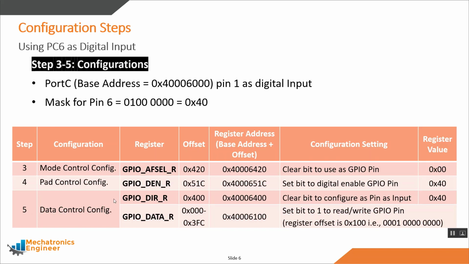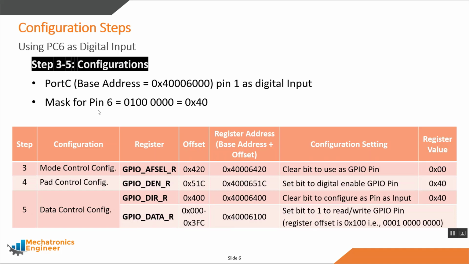In the data control configuration, we are using two registers. The first one is the direction control register. We need to clear the bits in order to configure that pin as an input. The GPIO data register is the register that we will read in order to read the status of the input pin.